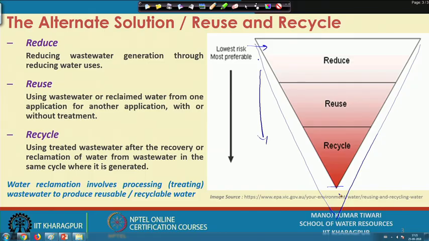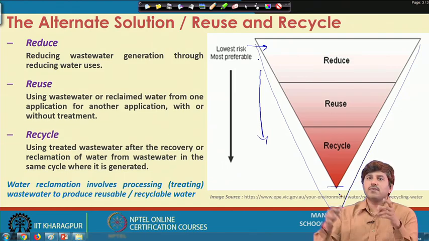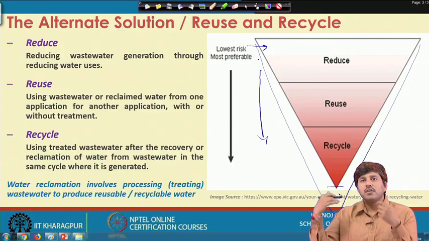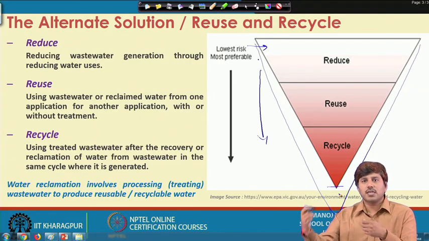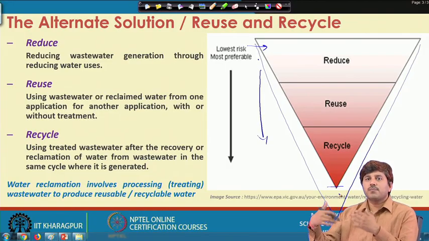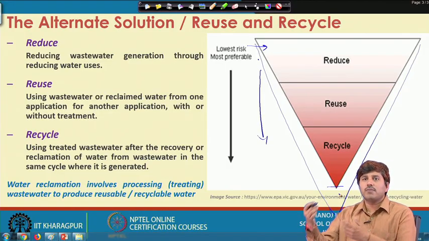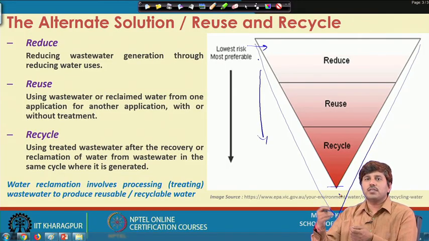So, if we reduce our water consumption, if we go for water saving devices and measures, say if you are using a toilet flush which is flushing 20 liters in one single step, as opposed to that you go to a dual flush system which may be flushing just 5 liters, you have a dual flush option.